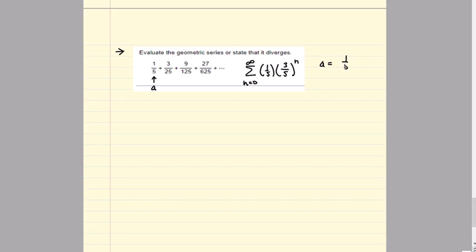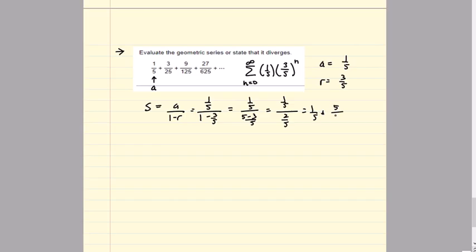So a is 1/5, and if you want to plug in some values to verify that, you can. r is equal to 3/5. So my sum here would be a over 1 minus r. So that would be 1/5 over 1 minus 3/5. So that's 1/5 over 5/5 minus 3/5. 5 minus 3 is 2/5. So this is 1/5 times, when you divide by a fraction, you multiply by the reciprocal. So I'm left with 1/2. So in this particular case, s is equal to 1/2.